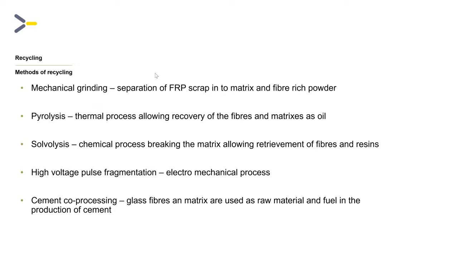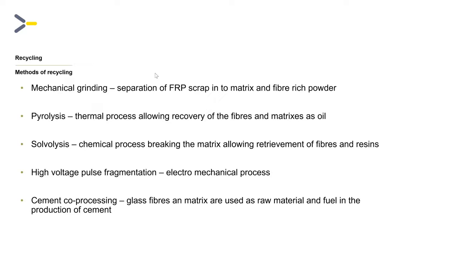A fairly new process is high voltage pulse fragmentation. This is an electromechanical process where you, with high voltage pulses, break down the bonds in the resins in the matrices, and you can extract the fibers. The fibers that come out as recycled have decent properties and can actually be reused later on in other processes. But all those 4 processes mentioned before cost a lot, and the fibers in the end cost more than virgin fibers.